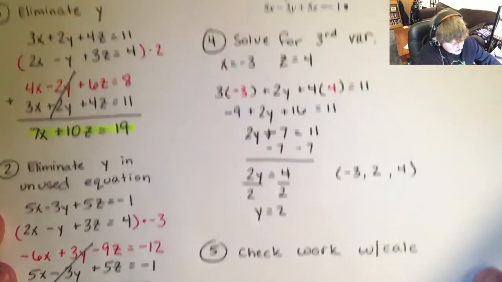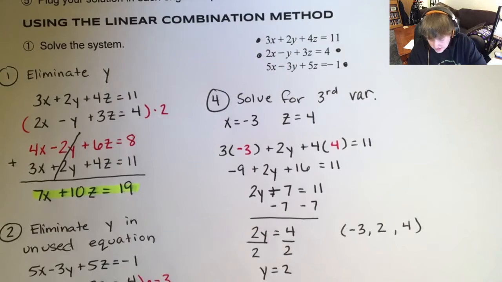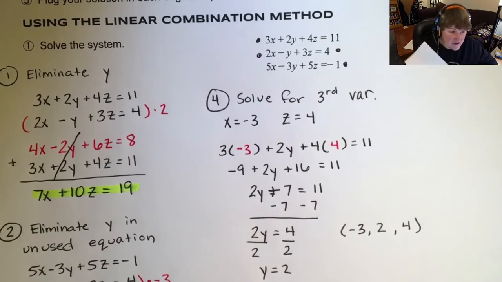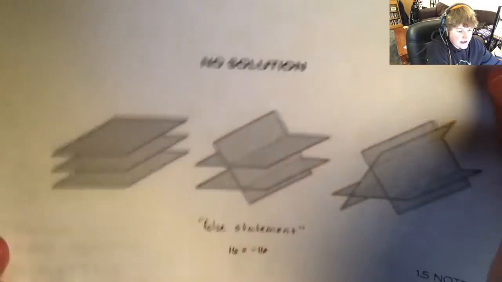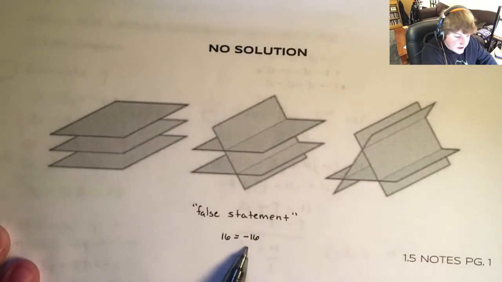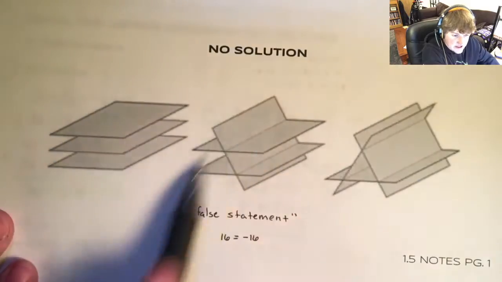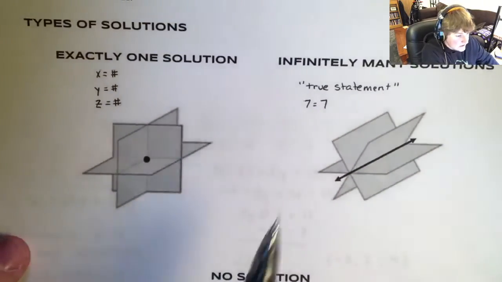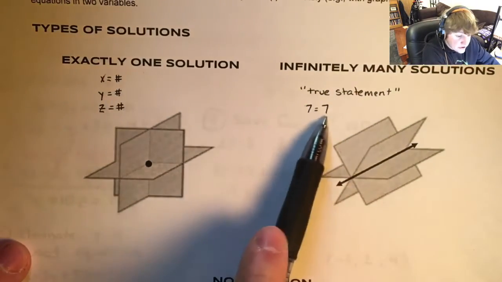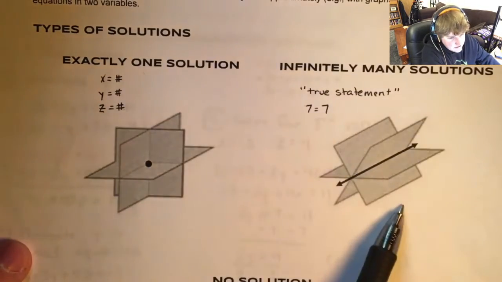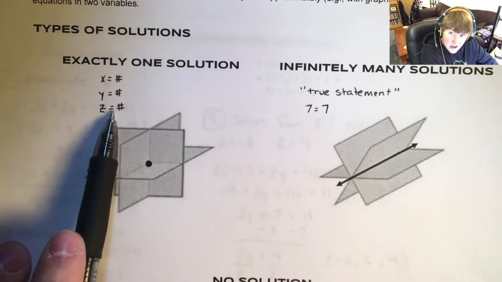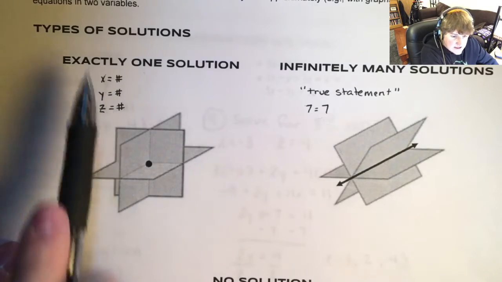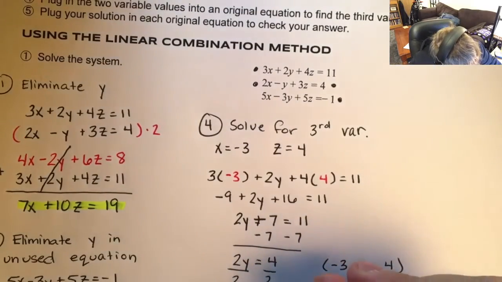Okay, so let's just backtrack a little bit and decide what kind of solution I have. Did I end up with all my variables canceling out and getting a false statement? No, so it's not a no solution. Did all my variables cancel out and I end up with a true statement? No, so it's not infinitely many solutions. Did I get a value for x, a value for y, and a value for z? Yes, exactly one solution.